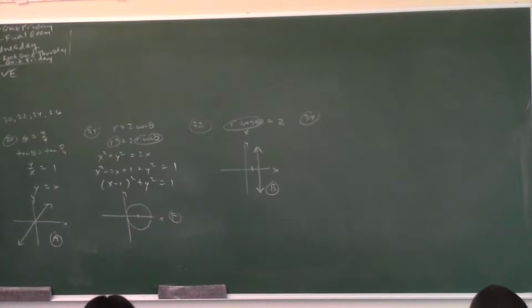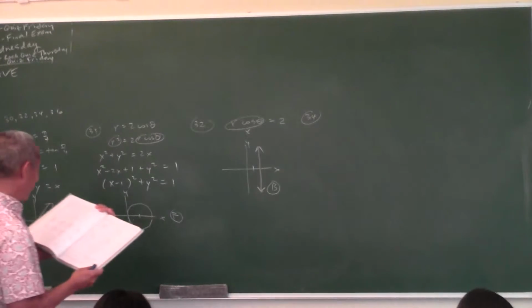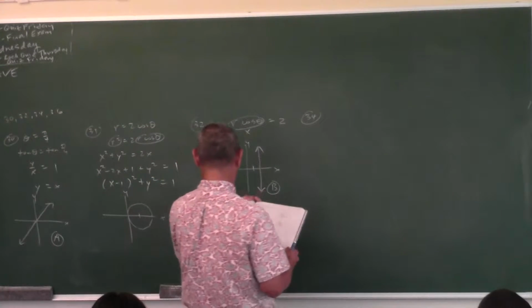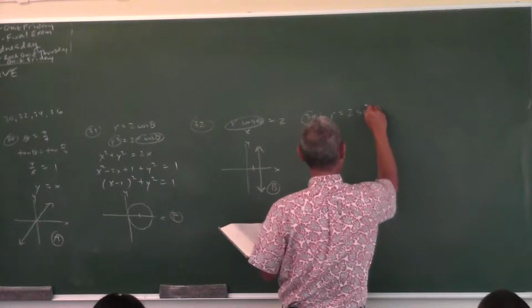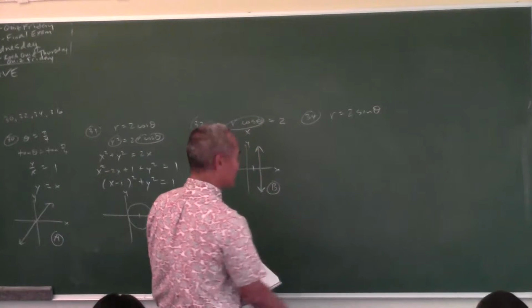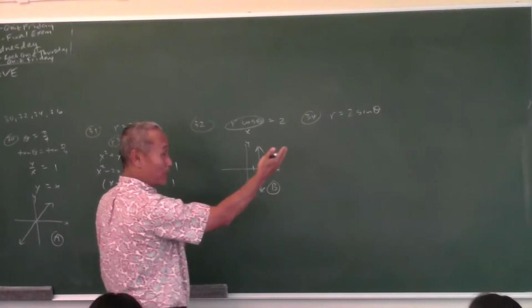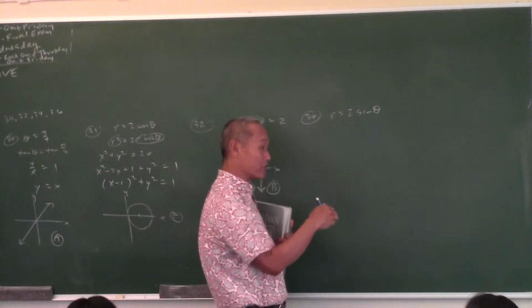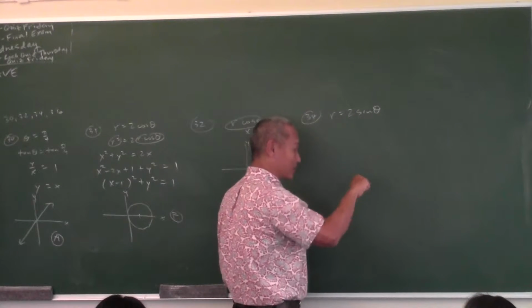Okay, 34. In fact, many of these are going to be on tomorrow's quiz, like this right here. Not multiple choice, I mean the problems themselves. If I give you this problem on tomorrow's quiz, you've got to change it to a rectangular equation and draw the graph. There's no picking it out, you've got to actually draw it.